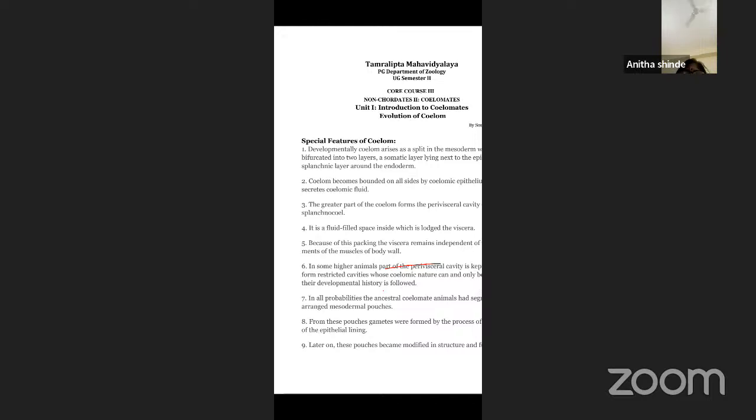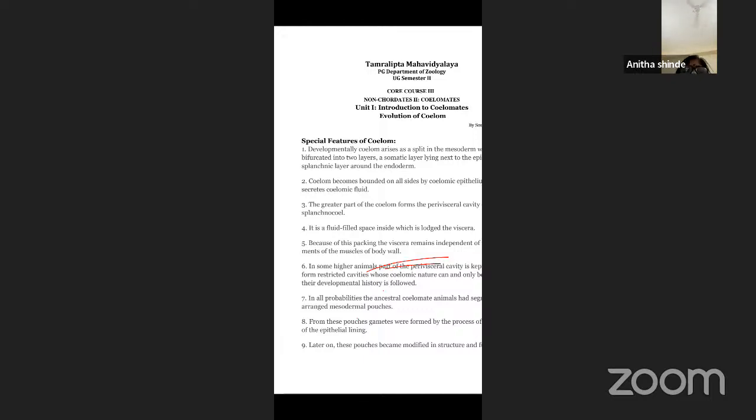Ma'am, I'm sharing another PPT. Just see, we'll go through once again. Now, we have already seen what coelom is, and what the different theories related to the origin or evolution of coelom are. Okay, and then the classification of animals based on the coelom. They have been classified into three types: acoelomate, pseudocoelomate, and eucoelomate. Okay, now this is regarding the introduction to coelomates and the evolution of coelom.